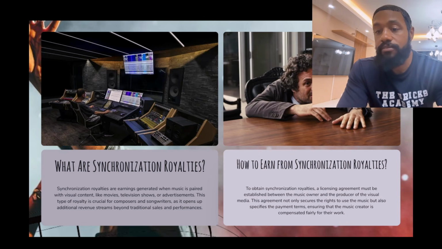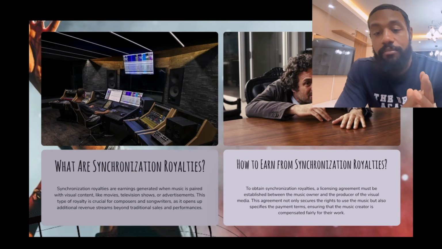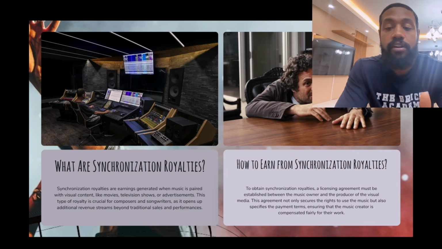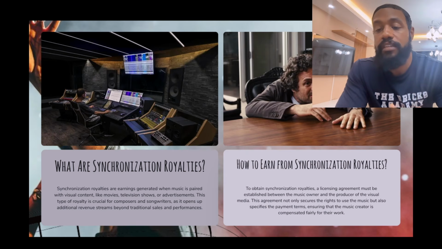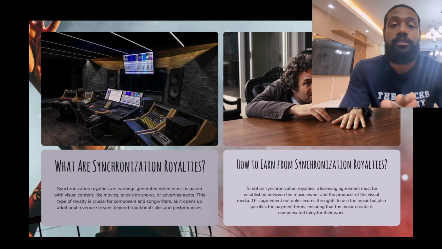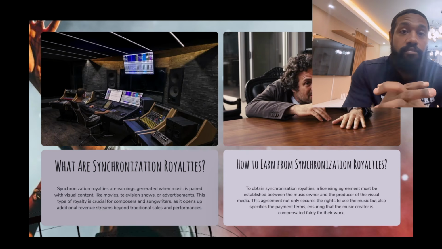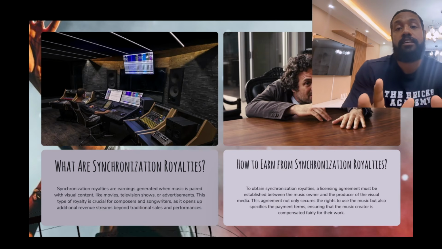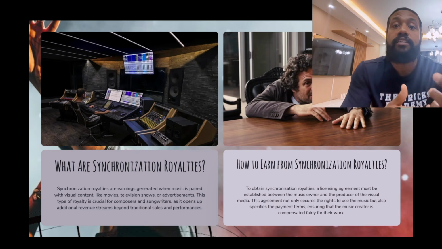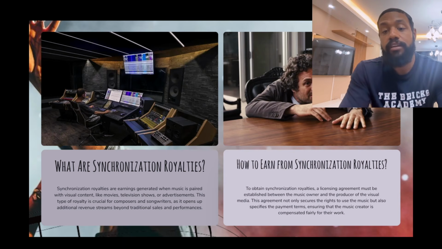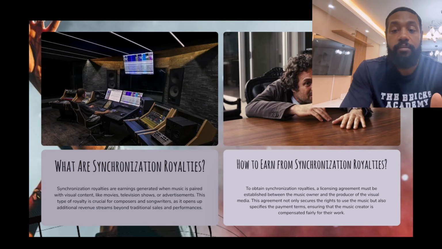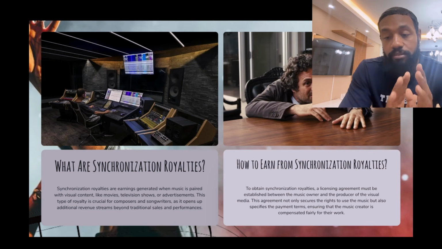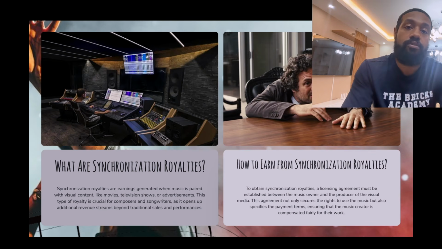Okay, how do you make money from synchronization royalties? To obtain these royalties, a licensing agreement must be established between the music owner and the producer of the visual media. That means you're going to be working probably directly with the Netflix or BET or CNN or whatever show or advertising company is using your music. You're going to be working out a deal with them. Okay, this agreement not only secures the rights to use the music, but also specifies the payment terms, ensuring that the music creator is compensated fairly for their work.